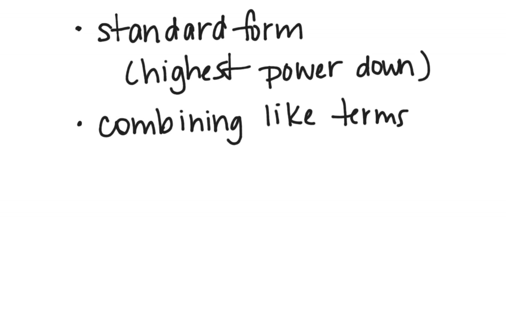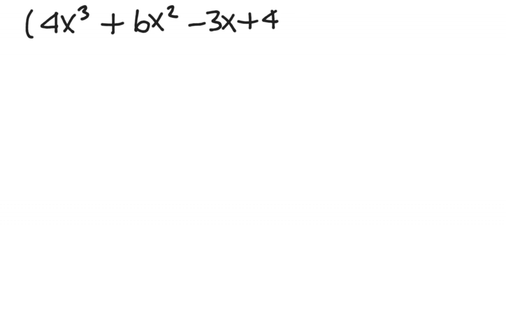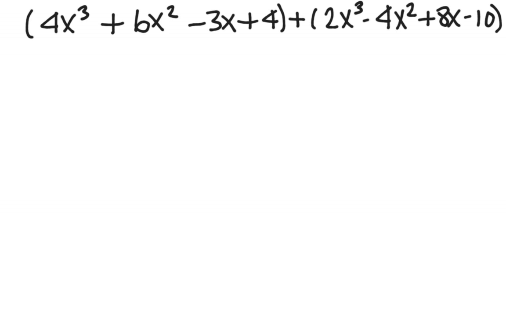The first example that I'm going to do will involve addition. We're going to take 4x to the third plus 6x squared minus 3x plus 4, and we're going to add that to 2x to the third minus 4x squared plus 8x minus 10. Normally, there are parentheses around each polynomial. In this case, it's to show you have a first polynomial and a second polynomial.